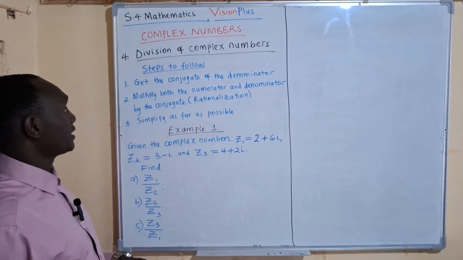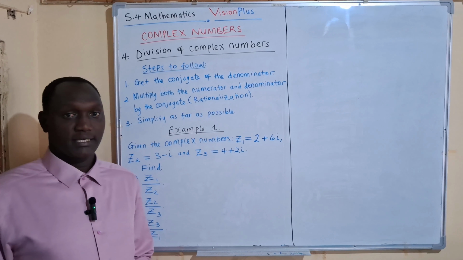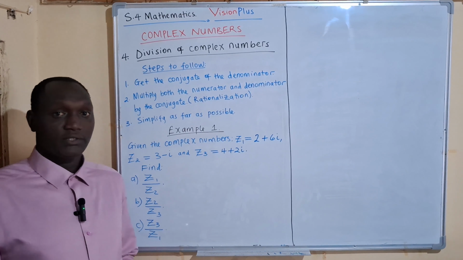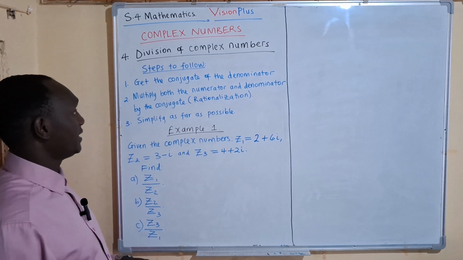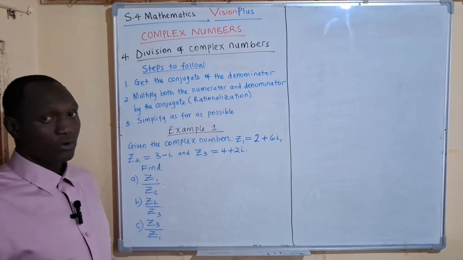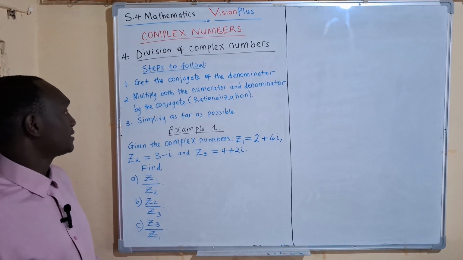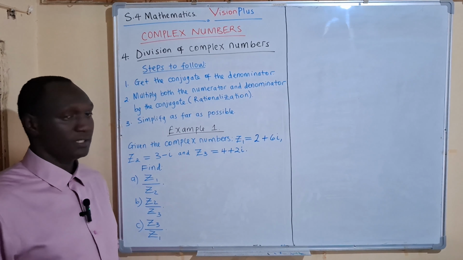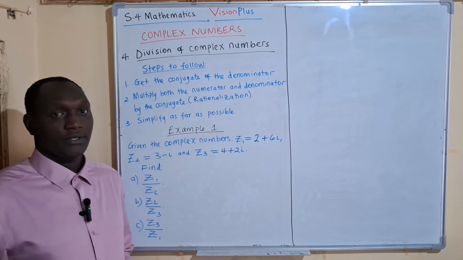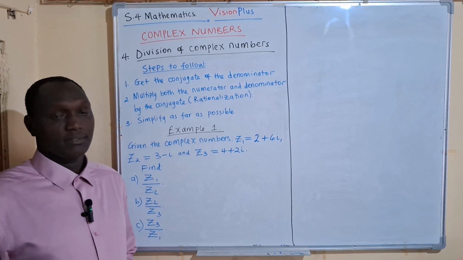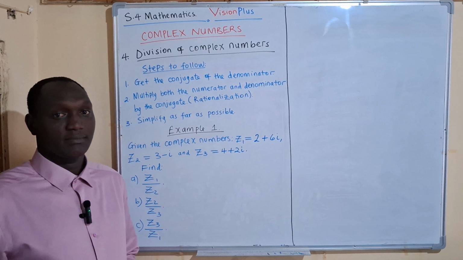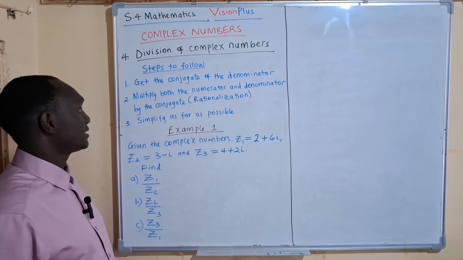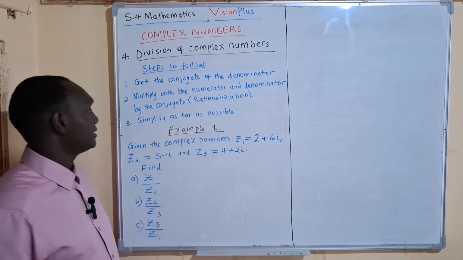We are going to start looking at division of complex numbers, and these are the steps that we need to follow when we are dividing two or more complex numbers. Step number 1 says get the conjugate of the denominator. If you don't know how to get the conjugate, please watch the previous videos. So number 1 is getting the conjugate of the denominator.